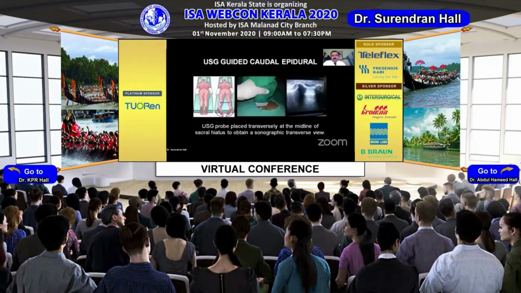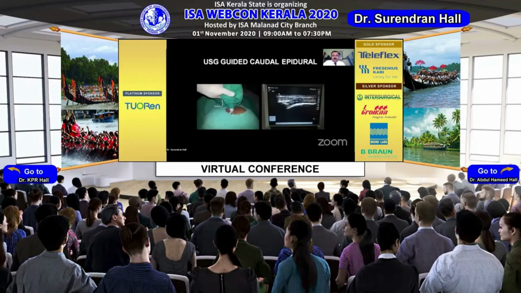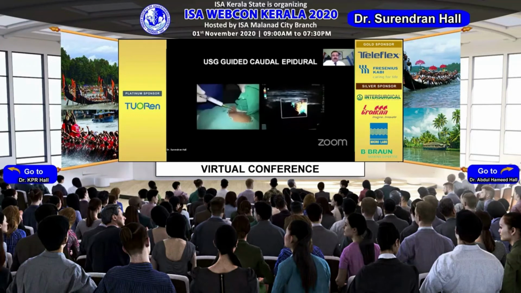These USG guided epidural blocks are also commonly done. Initially, the probe is placed in transverse position, then in longitudinal position, and you can see the sacral cornu, sacrococcygeal ligament, the sacral hiatus, and the sacrum. And then in the other view, you can see the caudal epidural space. Put the needle inside and see the needle in the epidural space, and then you can put the color mode to see the mosaic pattern when you are injecting the drug into the caudal epidural space.